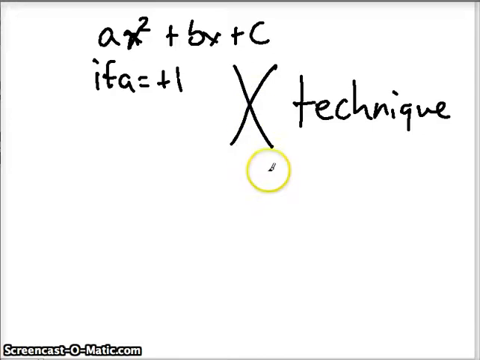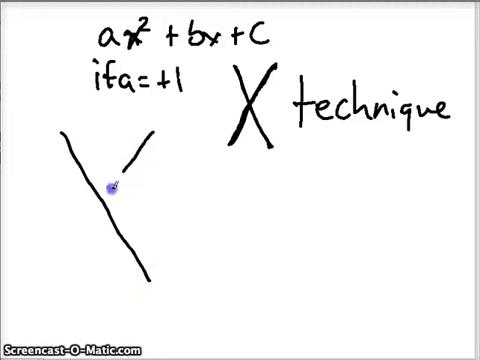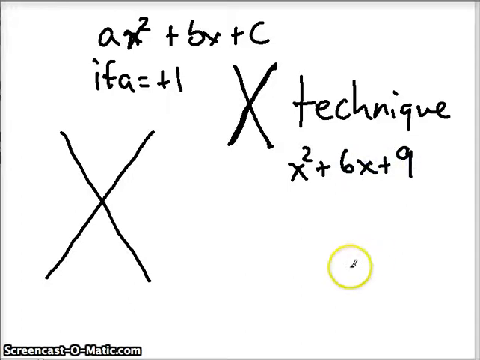The X technique is kind of just a visual method. It's not necessarily anything special. You could definitely solve this using the same technique without an X if you were able to visualize it in your head, but the X kind of helps you keep organized here. So let's come up with a quadratic here. We're going to solve for x. We're going to see how many solutions there are.